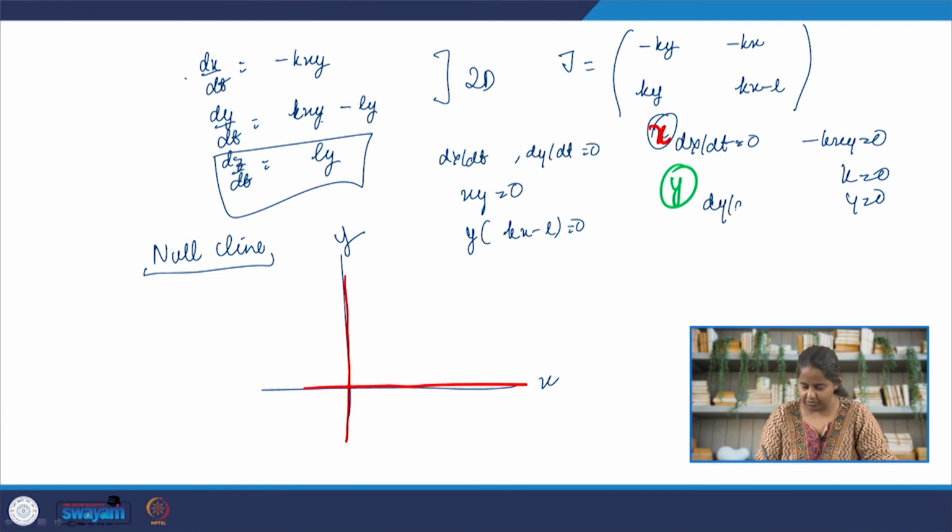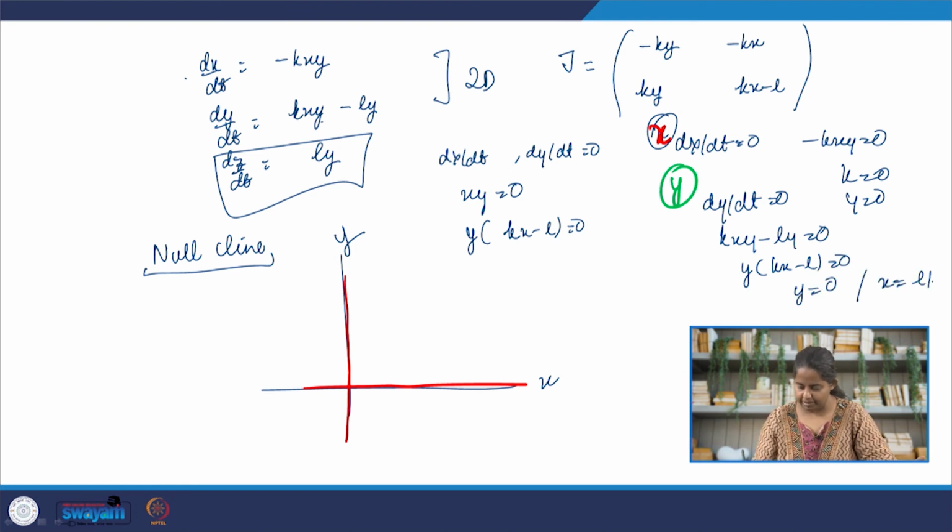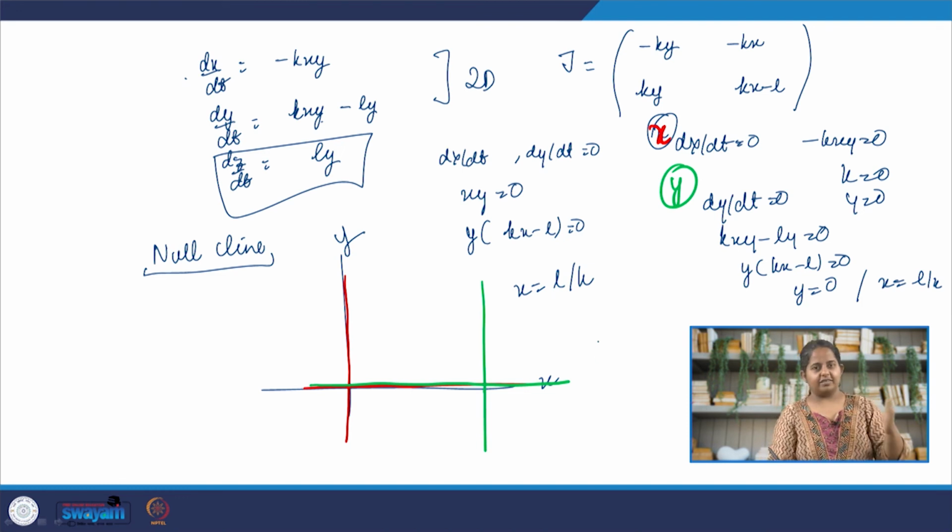Okay, the y Nullcline, let's use another color for this, is when dy/dt is equal to 0. Obviously when these two Nullclines intersect is where we get a fixed point, because in that situation both dx/dt and dy/dt are going to be 0. So dy/dt equals 0 is when kxy minus ly is equal to 0, which is y(kx minus l) equal to 0, which is when y is equal to 0 and or when x is equal to l/k. So let's draw this. When y is equal to 0, we have here, and then we have x is equal to l/k. Okay, so these are the two Nullclines, one is in red, one is in green.